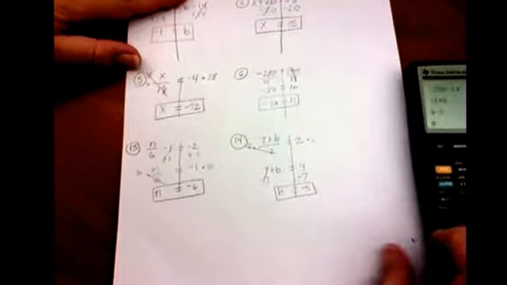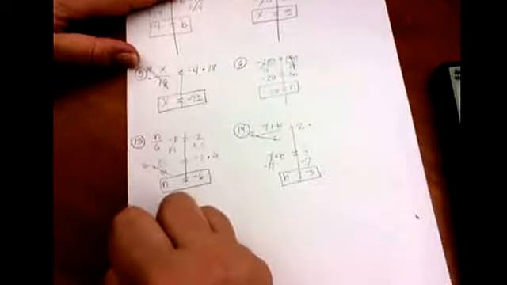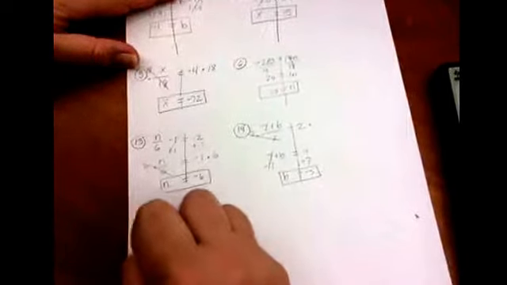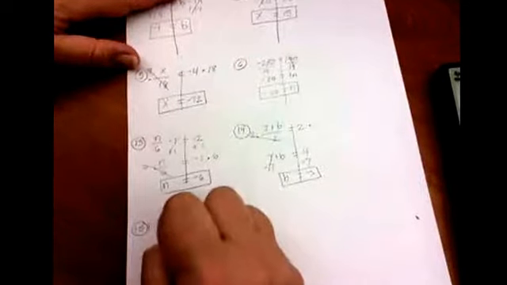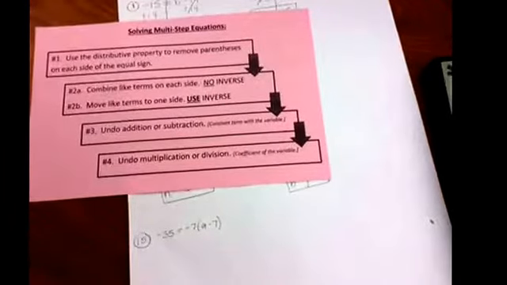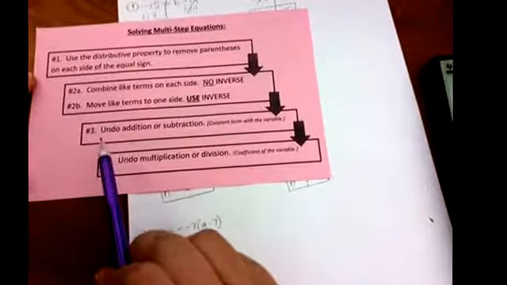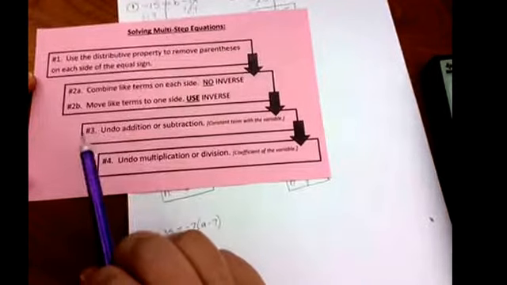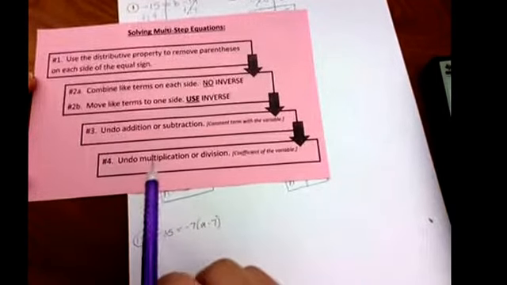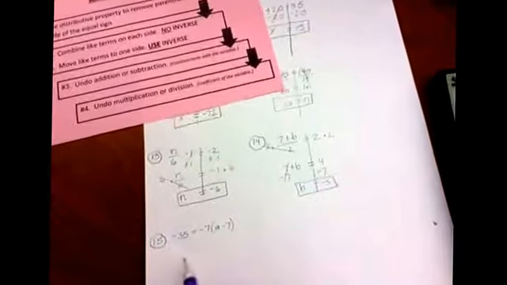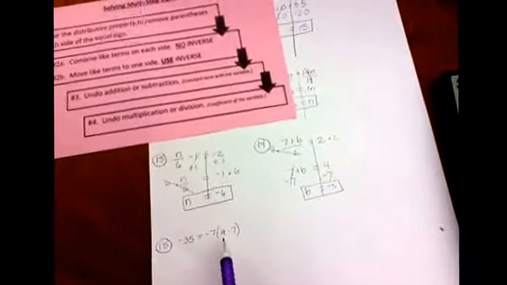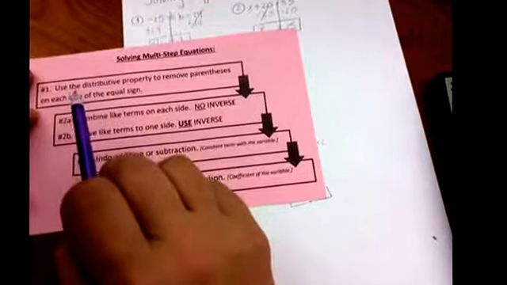Got 2 more to do on this page. Next is number 15. Negative 35 equals negative 7 parentheses a minus 7. So until now, I have been using this pink flowchart. I've been really just hanging around in these steps 3 and 4, undoing addition and subtraction, undoing multiplication and division. But when I get to number 15, this is the first time I see parentheses. So I'm going to start back up here at number 1.